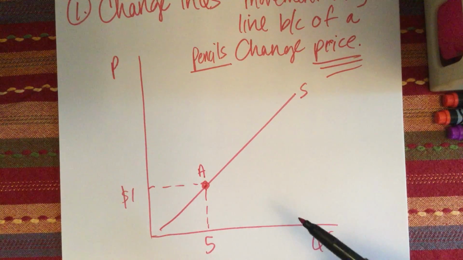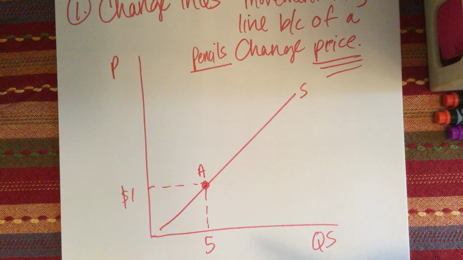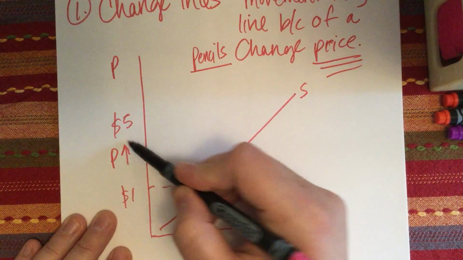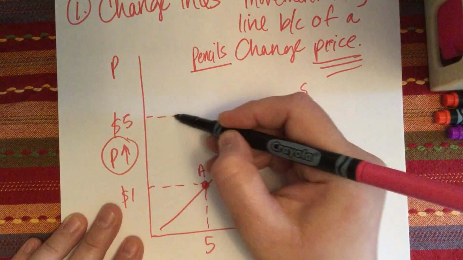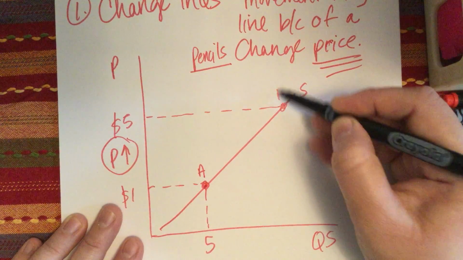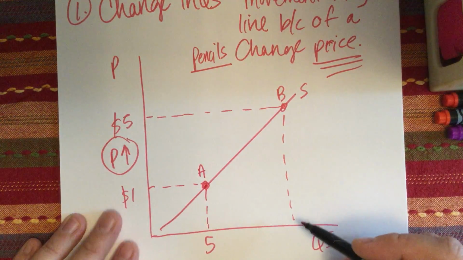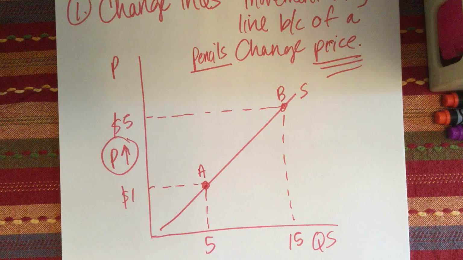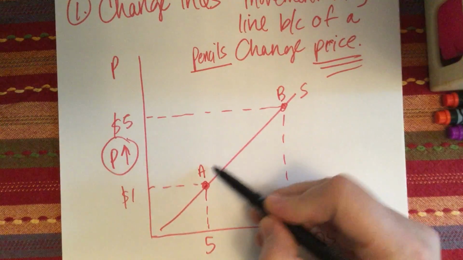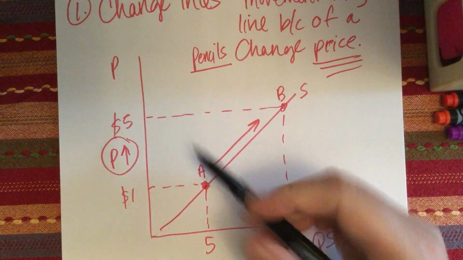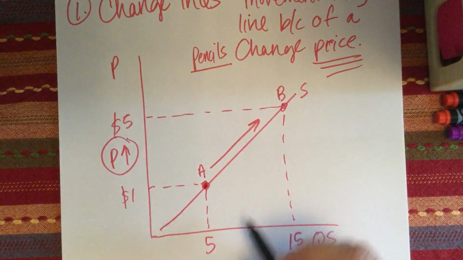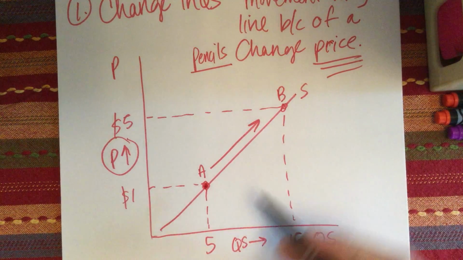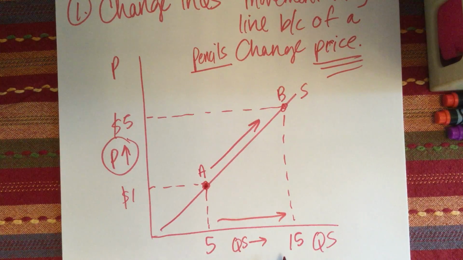So let's say, for example, then that the price of pencils increases to $5. And so if price is going up, price is what's changing. Now the price that's prevailing in the market has increased. We're going to call this B. And at $5, then I am producing or supplying 15 units of pencils to the market. So it's a movement along the line from point A to point B because the quantity that I have supplied has increased from 5 pencils to 15 pencils.